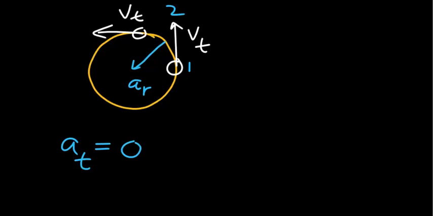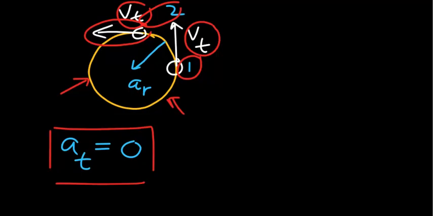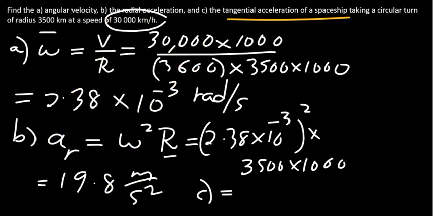In other words, if you concentrate on point 1 and point 2, that is here, and ask what is happening to the tangential velocity. At point 1, the tangential velocity has a magnitude of vt and the direction is tangential to that circular trajectory. At point 2, the speed is still vt and the direction is still tangential to that circular trajectory, thus giving us a value of 0 meter per second squared for the tangential acceleration. That means the answer for part C is 0 meter per second squared.